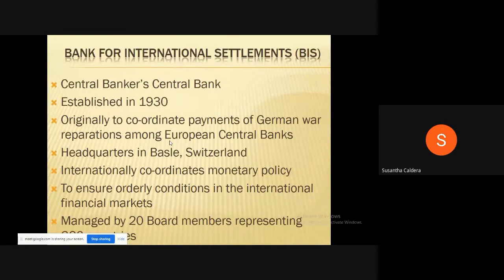It internationally coordinates monetary policy to ensure orderly conditions in the international financial market, managed by 20 board members representing G20 countries. See how powerful the G20 countries are. So they are the people who are managing the Bank for International Settlements, right? Okay.